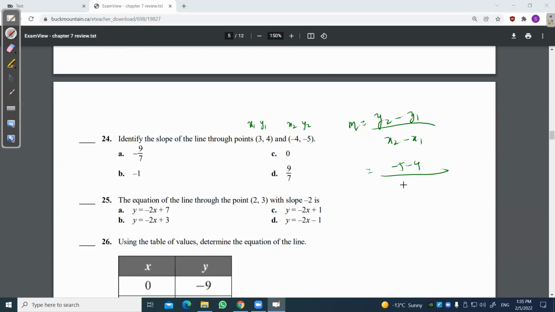And what about the denominator? -4 minus 3. Right. So we get -9 up top. What do we get on the denominator? -7. Yes. So it's 9 over 7. Option B.